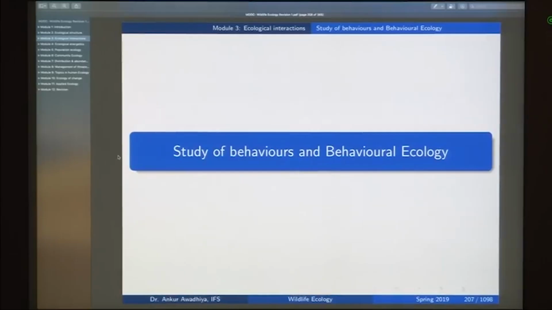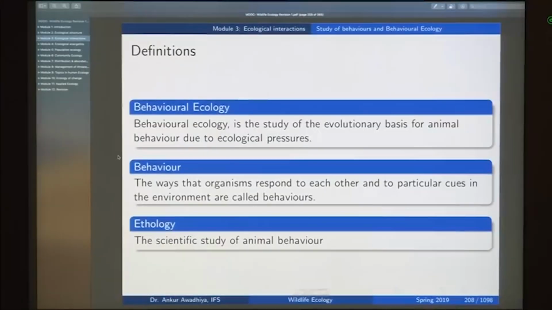Next we had a look at behavioral ecology. So, behavioral ecology is the study of the evolutionary basis for animal behavior due to ecological pressures. It is the study of evolutionary basis of animal behavior. So, we are looking at not just the animal behavior, but also the evolutionary basis, and we say that these evolutionary bases have a root in the ecological pressure.